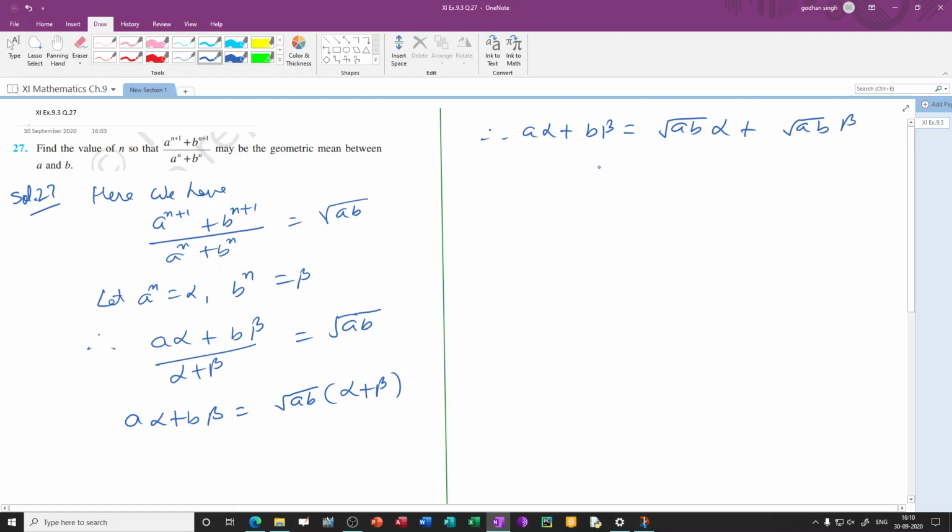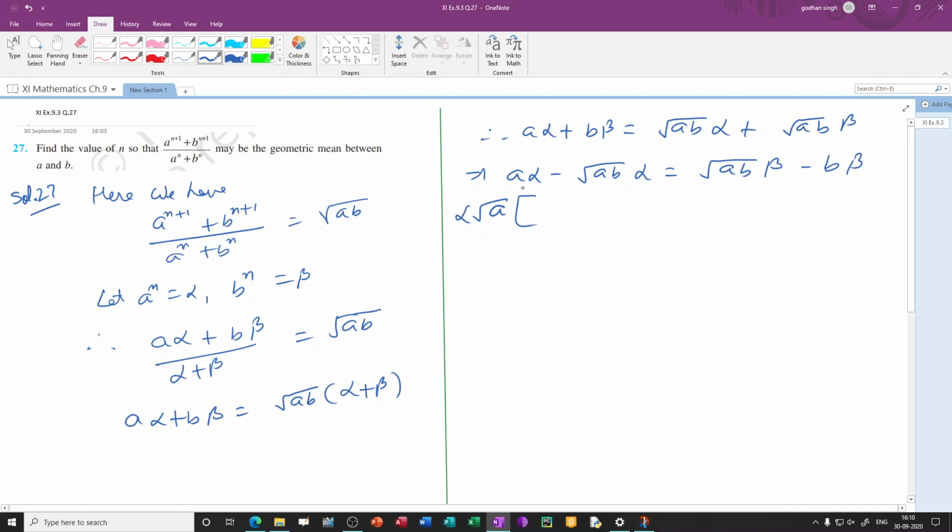Now let us bring terms containing alpha to one side and terms containing beta to the other side. So this implies a alpha minus root of ab into alpha equal to root of ab into beta minus b beta. From the left hand side we will take out alpha and root a as common. We can take out root a alpha as common, that is root a into alpha, or alpha into root a.